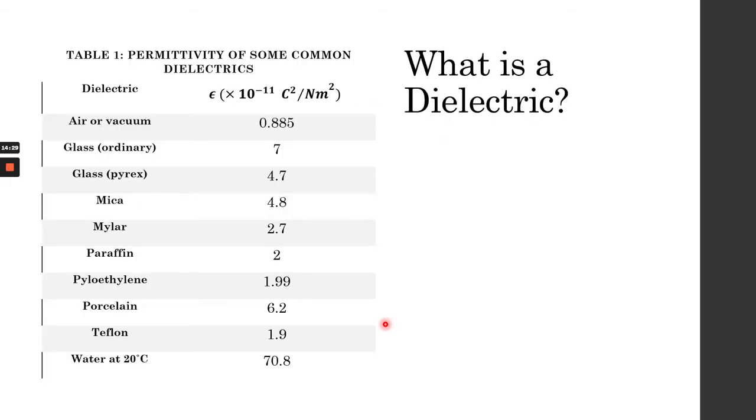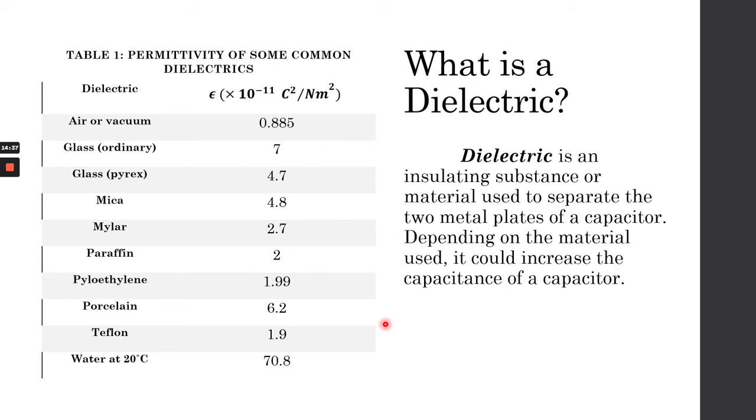Okay, so what is a dielectric? I kept mentioning it earlier, it's an insulating material in between them. So it's basically a substance used to separate the two metals of the capacitor. Depending on the material used, it could increase the capacitance of a capacitor. So here is a table of some examples of dielectric substances or materials, some of the common ones.